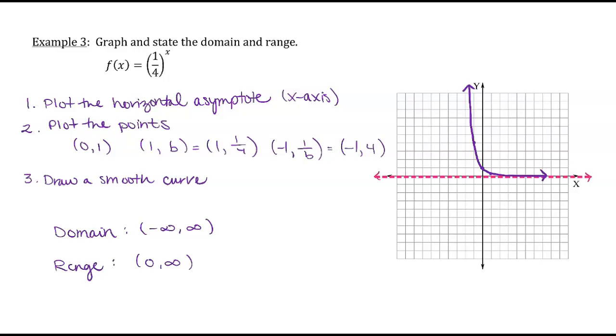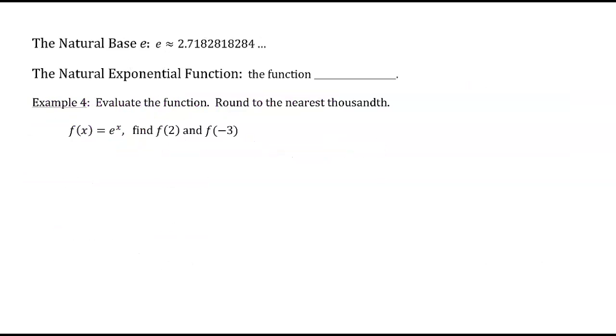Now let's consider a very special base. Similar to the irrational number pi that is very useful in many applications, the natural base is denoted e, and it's approximately equal to 2.718. This is a number that we will often use as the base of an exponential function. It's also referred to as the banker's constant because it's used when we calculate compound interest.